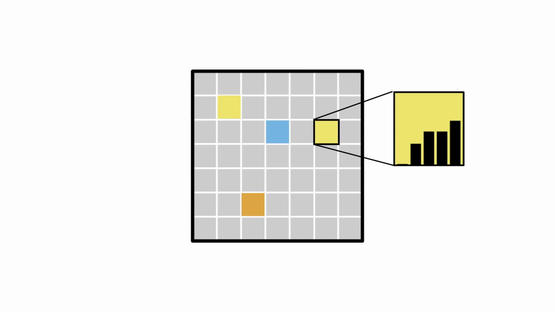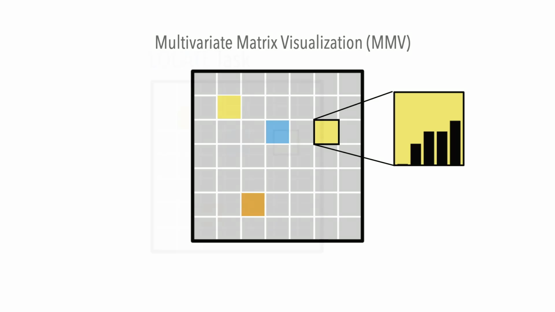a table. While cells in the matrix typically only encode a single value, say through color, they can also support visualizing multivariate data when there are multiple attributes associated with each data point. This is called multivariate matrix visualization, or MMV for short. In this work, we compared different visual approaches for performing 3 fundamental tasks with MMVs.